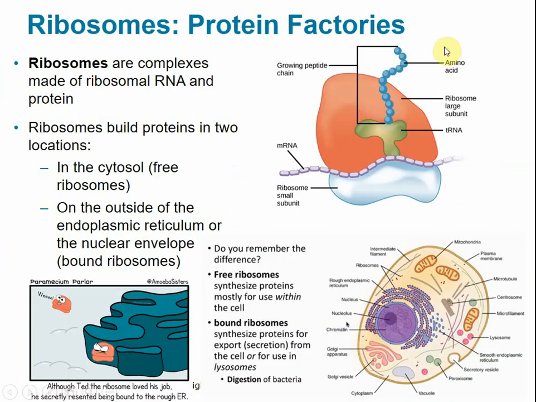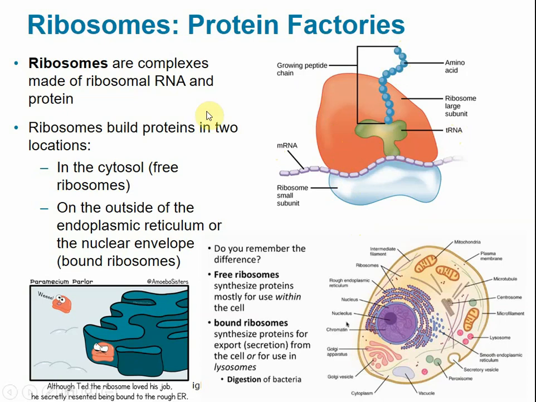Ribosomes are the protein factories of the cell. They are complexes composed of ribosomal RNA and protein. Remember, before we talked briefly about the three different types of RNA. Messenger RNA is what's going to carry the message encoded in DNA. Ribosomal or rRNA is going to compose the physical structure of the ribosomes. And tRNA or transfer RNA is going to deliver the amino acids to the growing polypeptide chain.